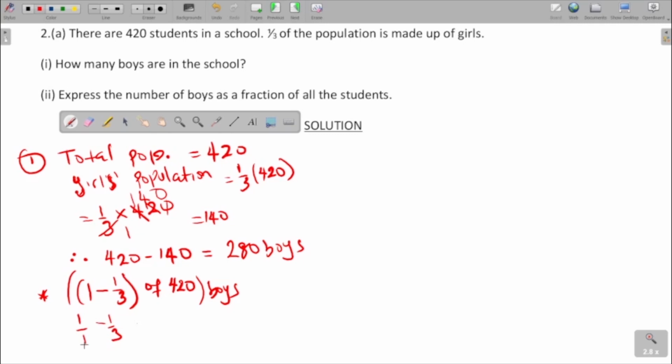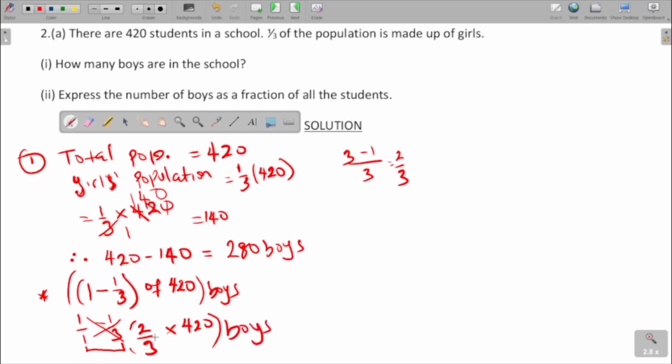If you want to solve this, one of the easiest ways, since the denominators are not the same, is to cross multiply. 1 times 3, you have 3. 1 times 1, you have 1. So you have minus 1. So what you have here is 2 over 3. Therefore, you have 2 over 3 of 420, to give us the population of the boys.